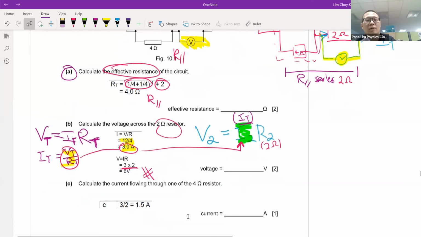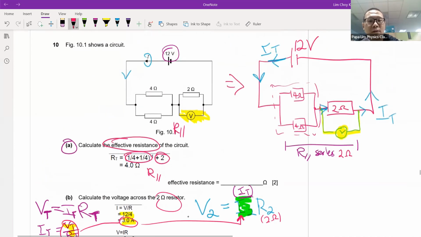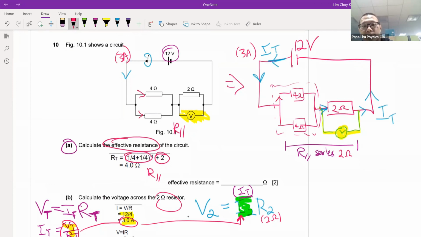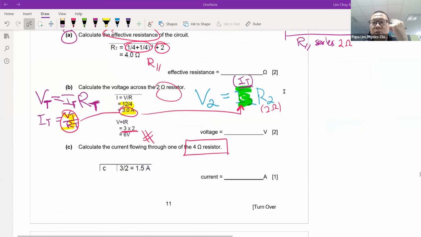Current flowing through one of the 4 ohm resistors. Of course, if I know the current flowing through, the current here is 3 A. And I know that the current will split. How do I know it'll split exactly half? Because in the parallel arrangement, the 2 resistors are the same value. So the current will travel up and down equally. So I will just divide, and the current in each branch will be 1.5 A.